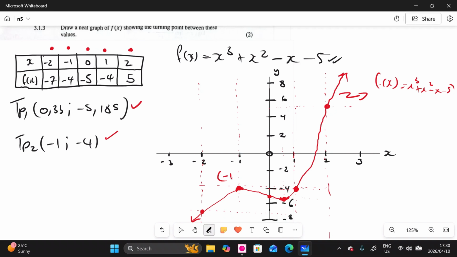This one is negative 1, negative 4, and that one here is negative 0.33, negative 5.185. There we go. So I hope, guys, you managed to understand this. It was a bit tricky if you don't know how to draw graphs, but really it was not that difficult.